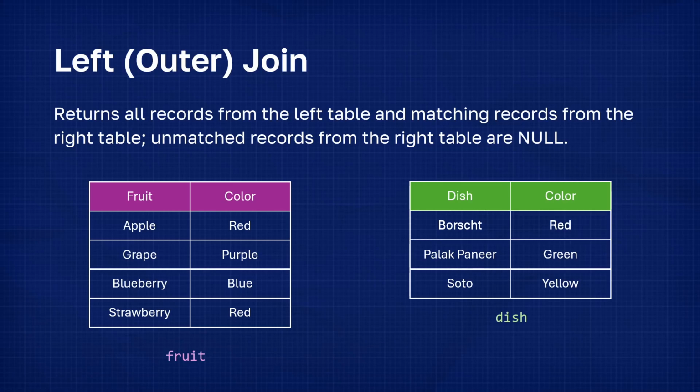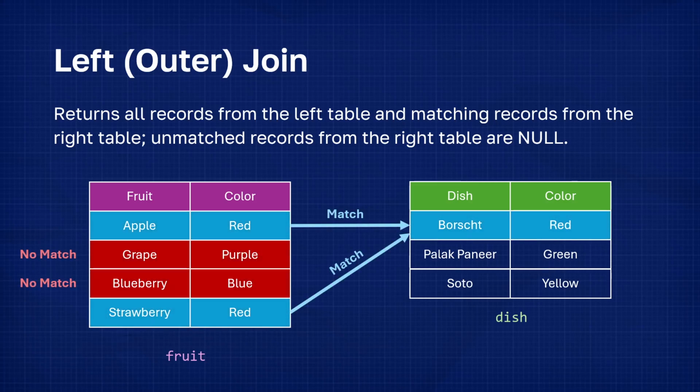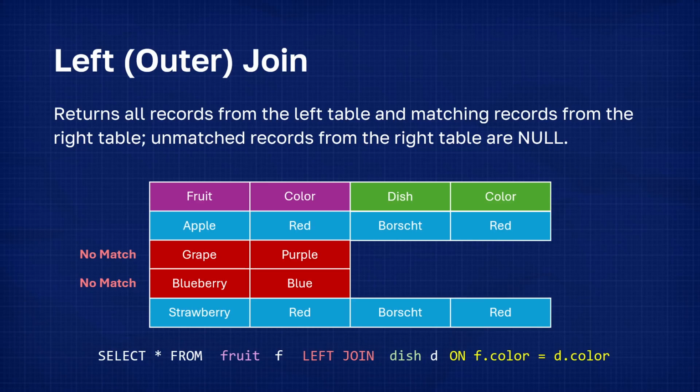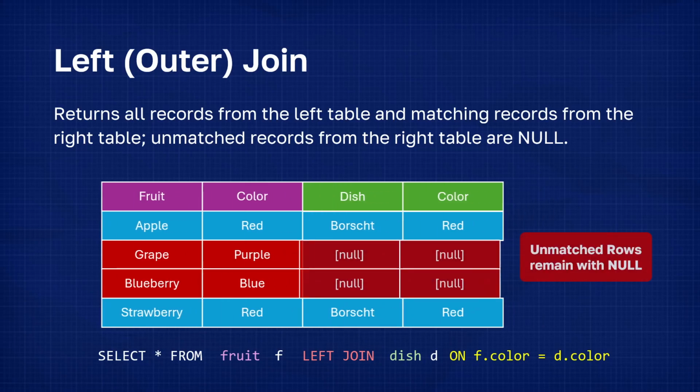of fruit against dish. So fruit left join dish. That means my fruit is on the left. What I'm going to do now is first visually inspect which ones actually match. I see that I have my apple and my strawberry. These two match with the borscht because the color is the same, red. But then I have grape and blueberry, they are not red. They don't have any matches. Nor is there anything on the right side that is purple or blue. But instead of throwing the grape and blueberry out, I will still keep them. I'll merge those that have matches, and those that don't have matches, I'll keep too.